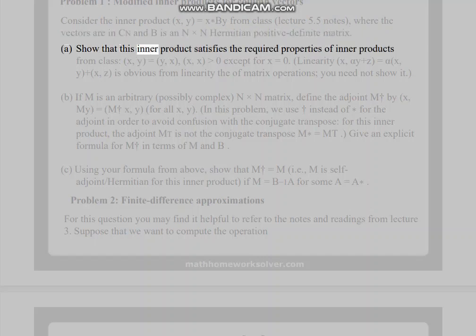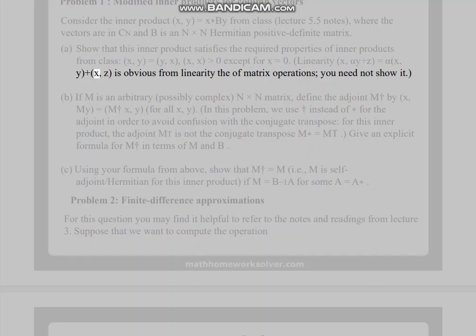A. Show that this inner product satisfies the required properties of inner products from class: <x, y> equals the conjugate of <y, x>, and <x, x> greater than 0 except for x equals 0. Linearity, <x, alpha y plus z> equals alpha <x, y> plus <x, z>, is obvious from linearity of matrix operations, you need not show it.